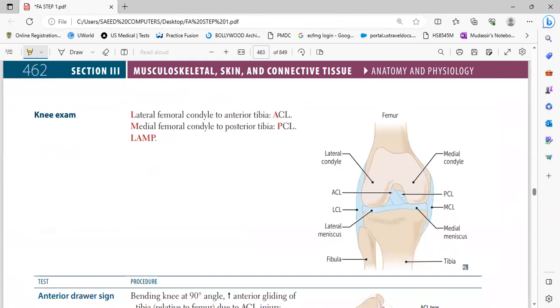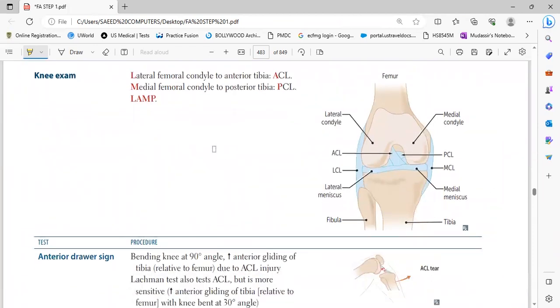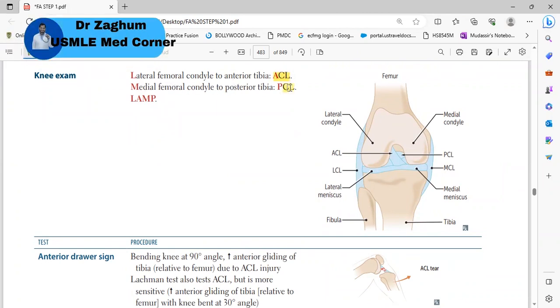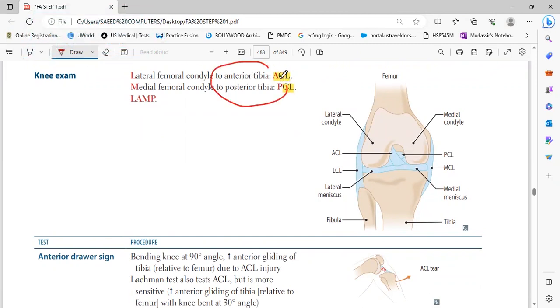Then you can see the mnemonic LAMB: lateral femoral condyle to anterior tibia is ACL. Medial femoral condyle to posterior tibia is PCL. Here, guys, you will remember the landmark is the tibia. Anterior tibia, you will have ACL; posterior tibia, it is PCL. So the tibia is important in this case.